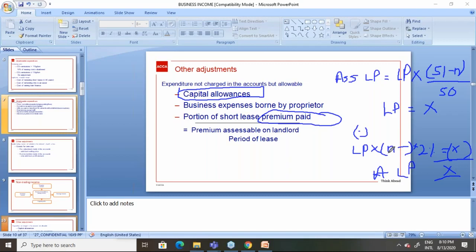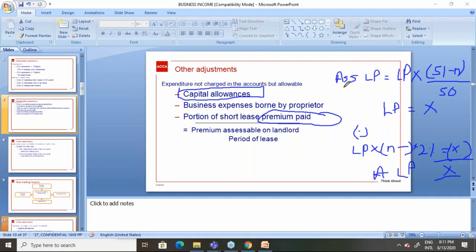Here N means the time period of the lease. At this calculation, we are only using it for short-term leases where the lifespan of the lease is 50 years or less. Okay, right.